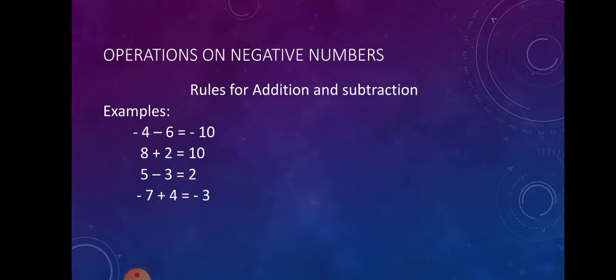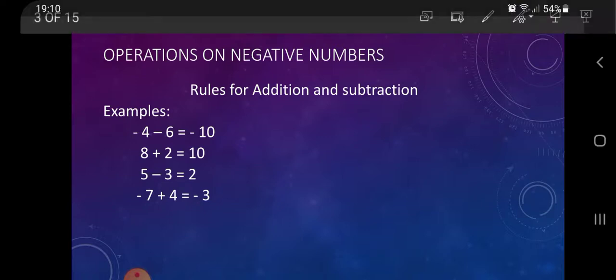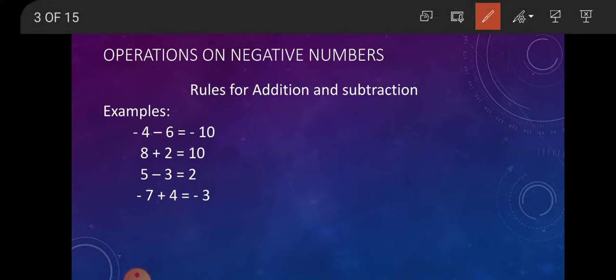So here you can see I have given a few examples. In the first example I have written -4 -6, and this is going to be equal to -10. Here we have applied the rule that numbers with the same signs are added and we write their common sign with the answer. So 4 and 6 both carry the same sign, which is negative, so we have to add these two numbers and we will write their common sign with the answer.